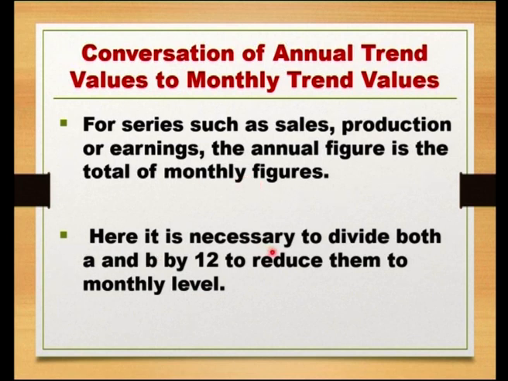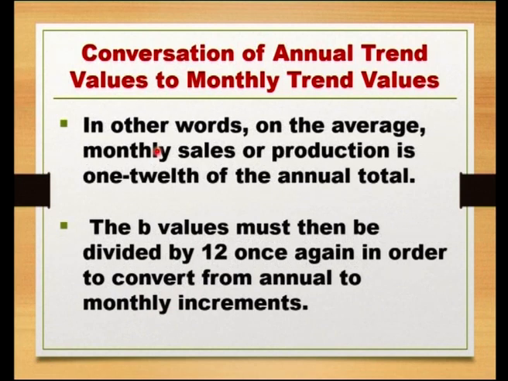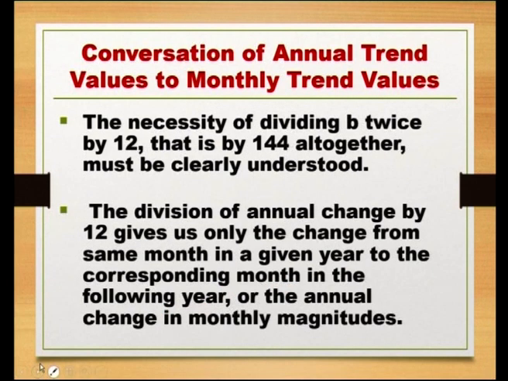Here it is necessary to divide both A and B by 12, so that we reduce them to the monthly level. In other words, on the average, monthly sales or production is 1/12 of the annual total. The B values must then be divided by 12 once again in order to convert from annual to monthly increments. So, the necessity of dividing b twice by 12, that is by 144 altogether, must be clearly understood.